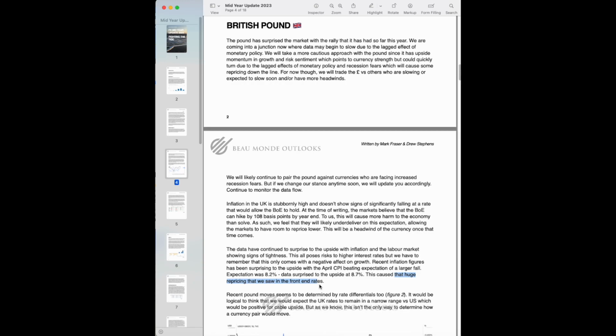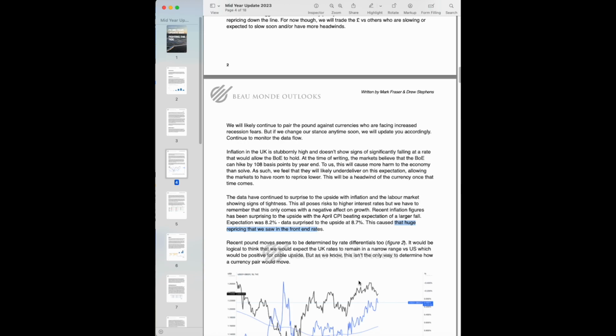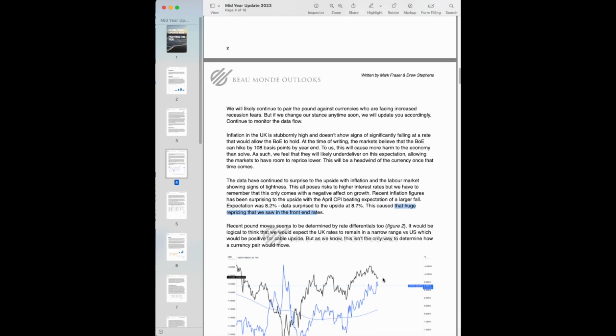And recent pound moves seem to be determined by rate differentials. That's the spread between the 2-year gilt versus the 2-year US Treasury, so you're looking at GBPUSD. If you're looking at EURGBP, you'd have to look at the 2-year German bond yield versus the 2-year gilt yield. That's to understand rate differentials. This is something a lot of institutions use very frequently in determining price targets. What channel is the currency trading through?